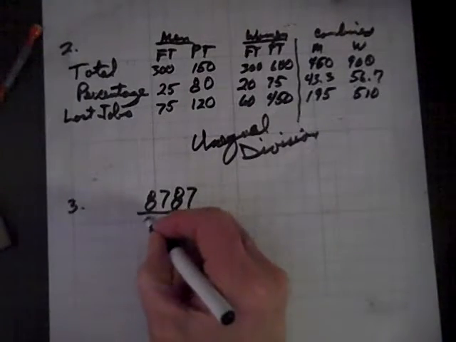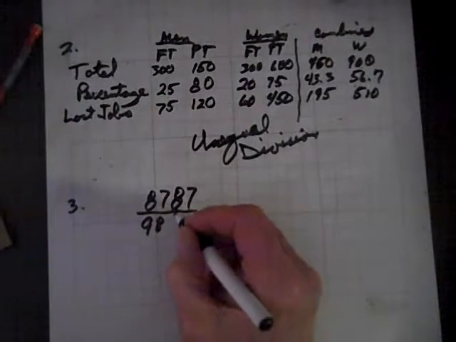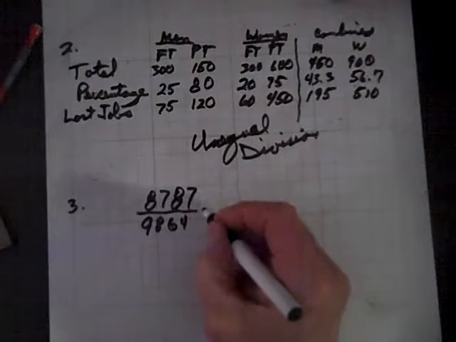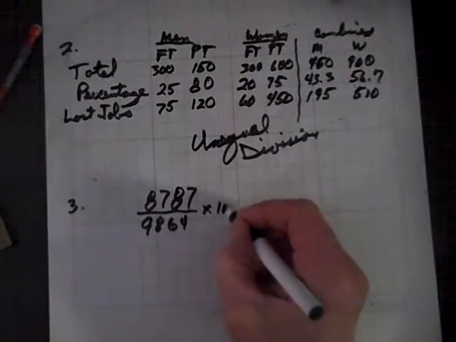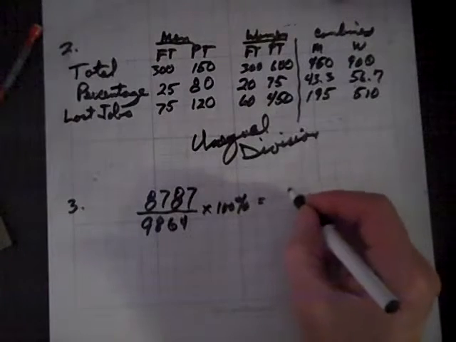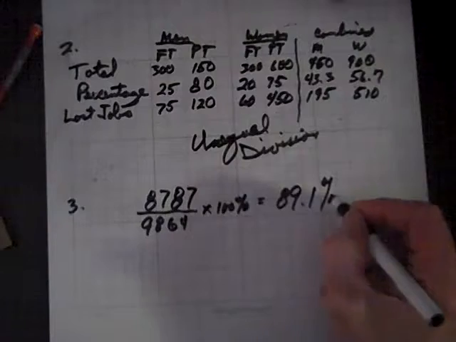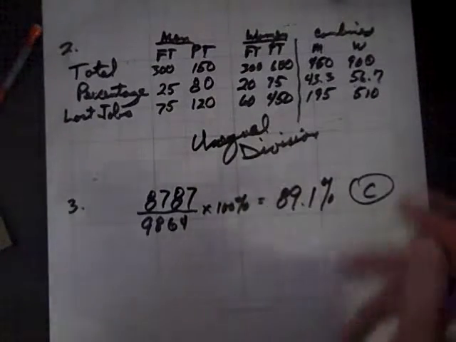And that is what percentage of those that don't have the disease tested negative. And the total that do not have the disease is 9,864. And when you carry out that quotient and multiply it times 100%, what you get is 89.1%, and that is option C.